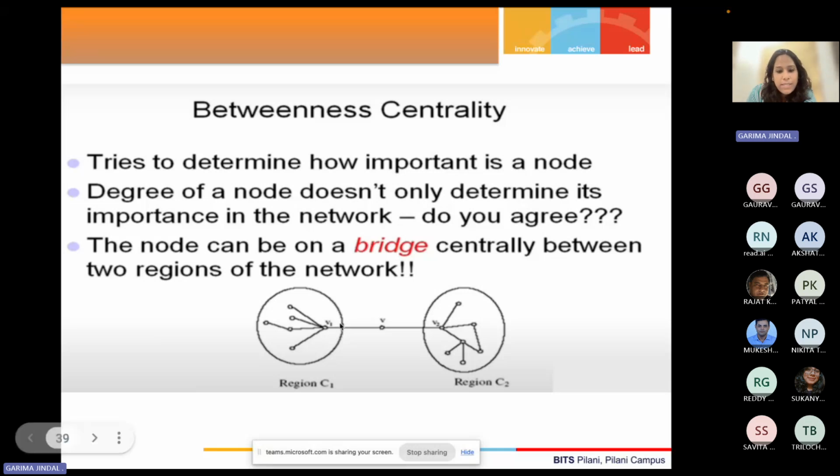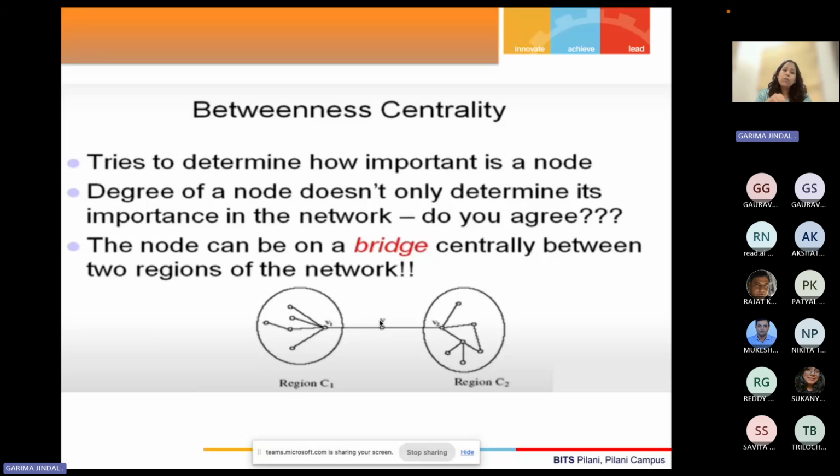Okay, so now you can see that I have these two groups, C1 and C2, and there's a node in between these two groups, that is V. Whenever I want to pass some information from group C1 to C2, or in other words, if I have to book some property, I have to go through this particular person only. So in that case, this particular node has a very high centrality measure.